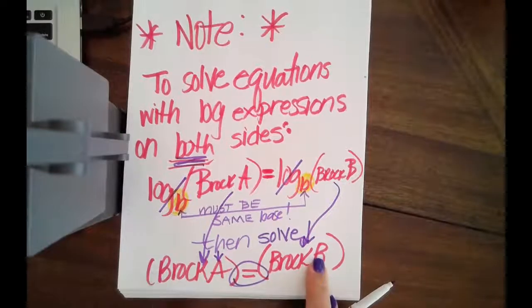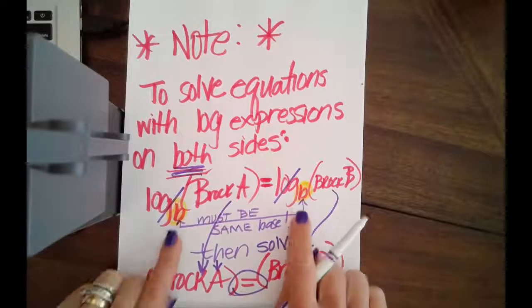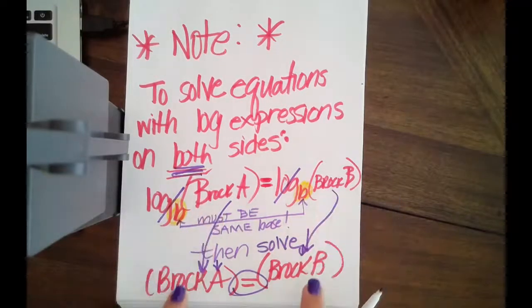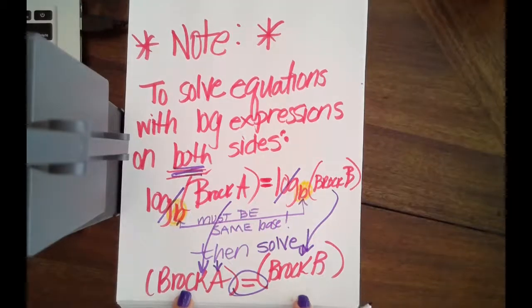It might be linear, it might be quadratic, but either way, once you've determined that this is the case, then Brock A and Brock B are set equal to each other, and that's when you're going to solve.